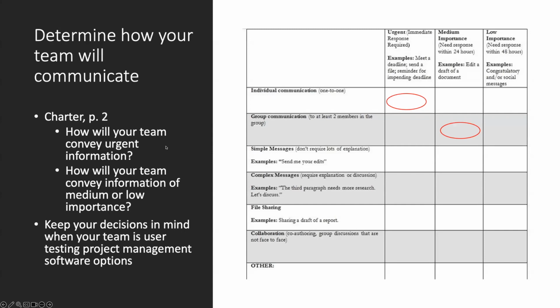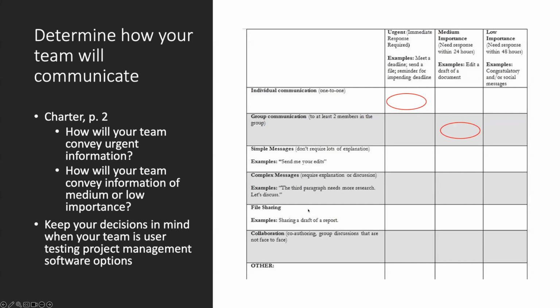Okay, the next section of the charter is something that I came up with, and I wrote a research article on this in 2013. And this is what I think is the most important part of the charter, which is the communication plan. Basically, what we see in this left column is different contexts for communication, right? So one-to-one, one member to another, group to the group, simple messages, right? So send me your edits, for example, versus complex messages, which is the third paragraph needs more research. Let's discuss. That's a complex message.